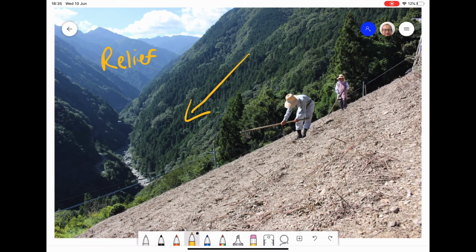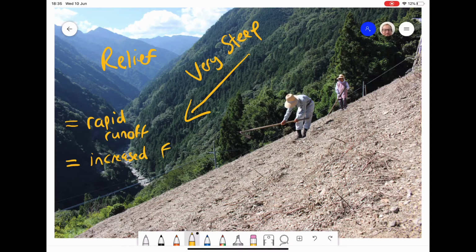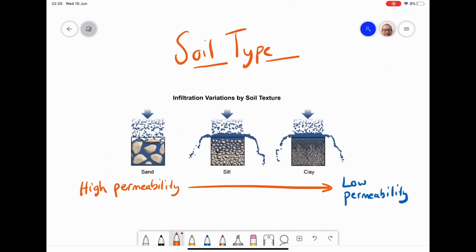Another factor to consider is the physical shape of the land, so the relief. Here we have got some very steep slopes. That's going to affect flooding in this way. We're going to have rapid runoff because it's moving down the slope very quickly, and because of that the water gets to the river quickly, so we're going to have shorter lag time and increased chances of flooding.